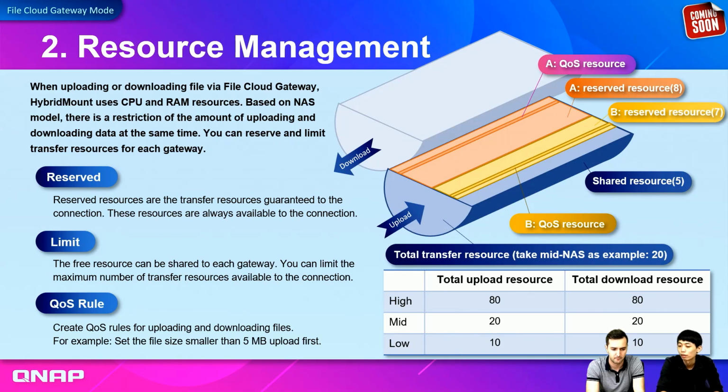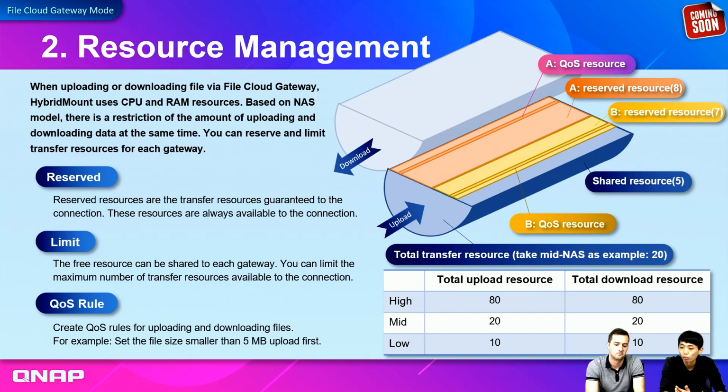based on maybe different cloud storage you use for different purposes. For example, we use A cloud for machine learning. We use B cloud for big data analysis or storage. So for different clouds you can set different limits. You can give them different resources. And also we have the QoS rule.